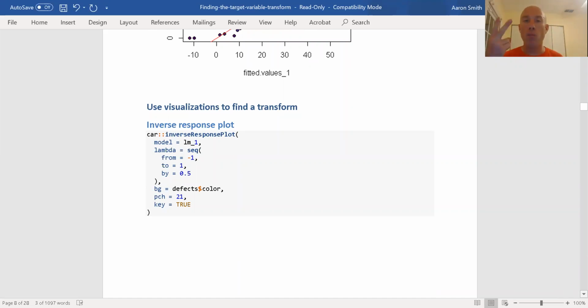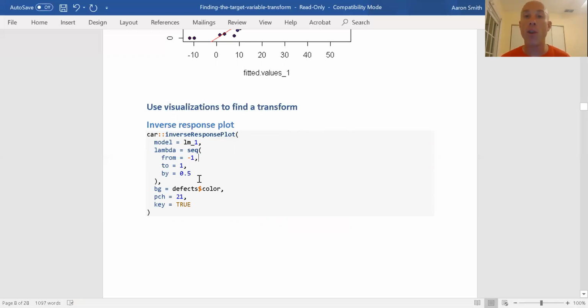All right, so we've got two plots to do this. We have an inverse response plot, and then we have a Box-Cox plot. Let's do the inverse response plot first, and it's in the car package. So I just drop in the model. Now, something you have to do is tell it the transformation values that you want to explore. We'll go from -1 to 1, and I'm just going to move by 1/2.